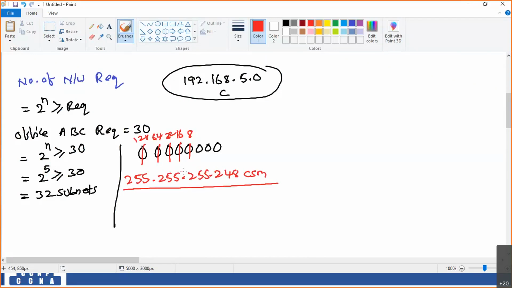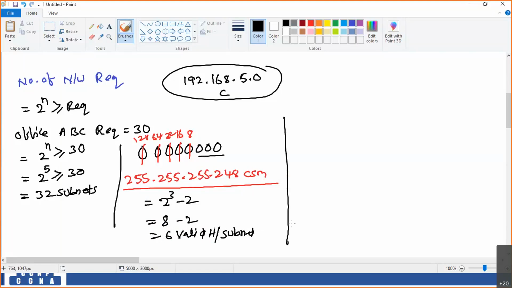Now for each subnet, how many usable addresses will you get? 2 raised to the power of the number of host bits, minus 2. The host bits are 3, so 2 power 3 minus 2. It's 8 minus 2. We'll get 6. What is 6? Usable IP addresses. Exactly. So 6 valid host IPs for each subnet.